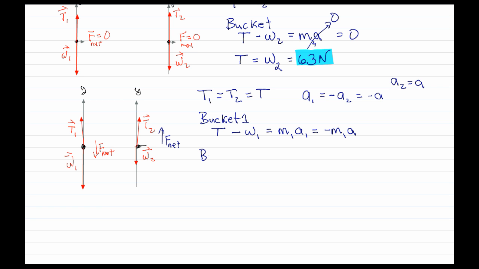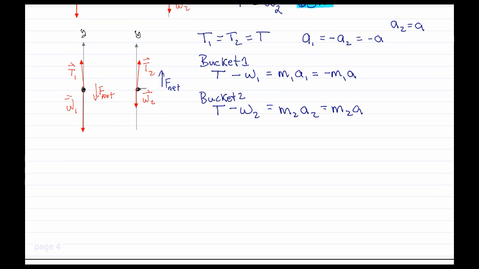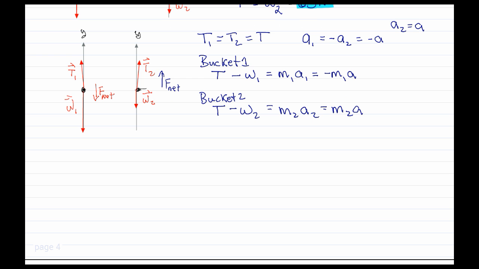For bucket 2, we have the tension force, which is upwards. We have the weight, which is downwards. And this is equal to mass 2 times acceleration 2, which we can write as m2a. Okay. So here we have two equations and two unknowns. We don't know a and we don't know T. So we can actually solve this system.